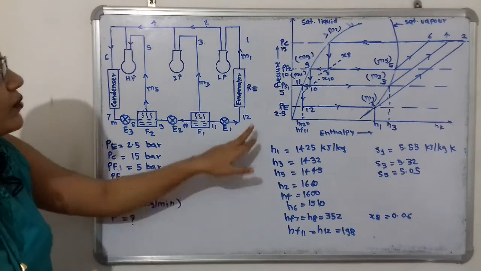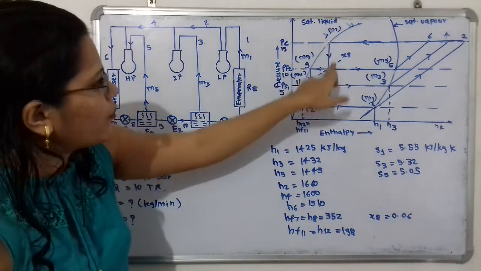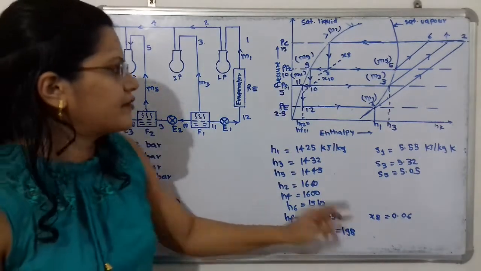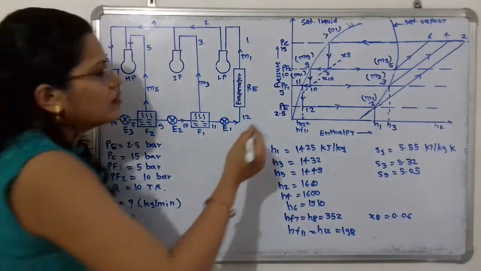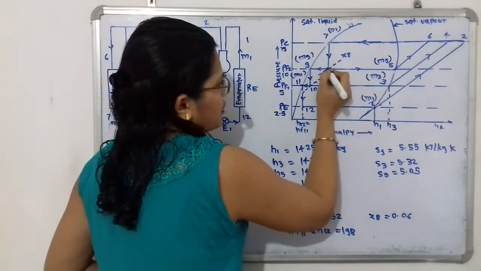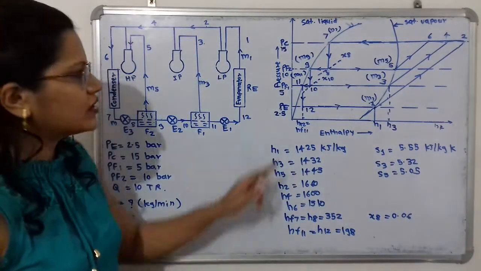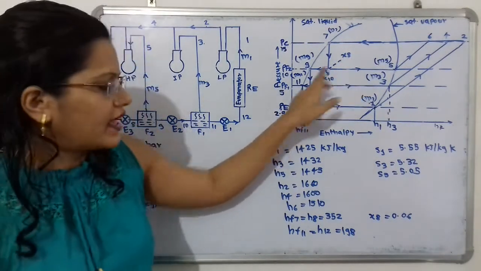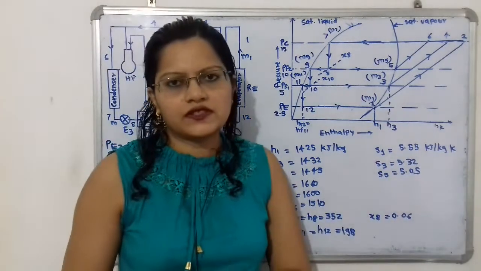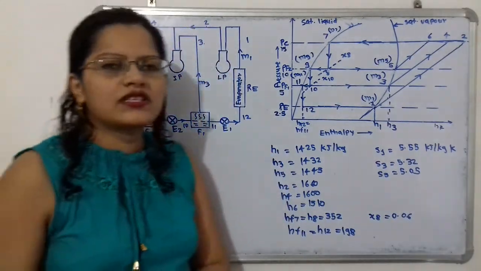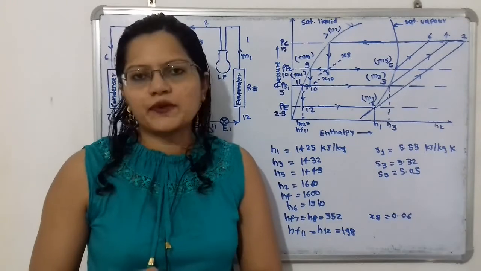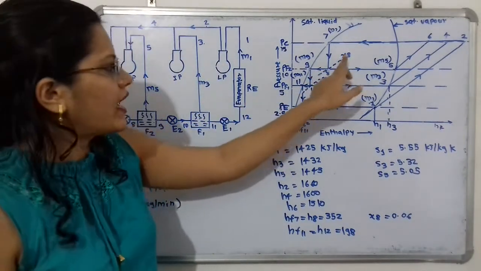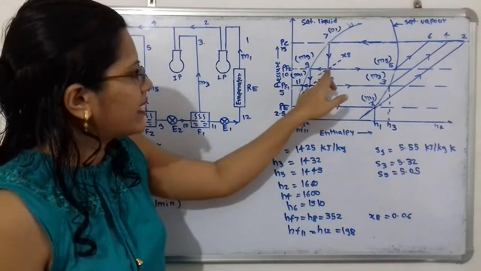Now again if we observe at point 8, what is the enthalpy? That is also equal to HF7, and that is 352. Now we have to select what is the dryness fraction at this point 8. So this dryness fraction at point 8, that is x8, is equal to 0.06. That will be available on the pressure enthalpy chart that will be provided in the exam. So its notation is x. We have to find out the value of x at point 8.